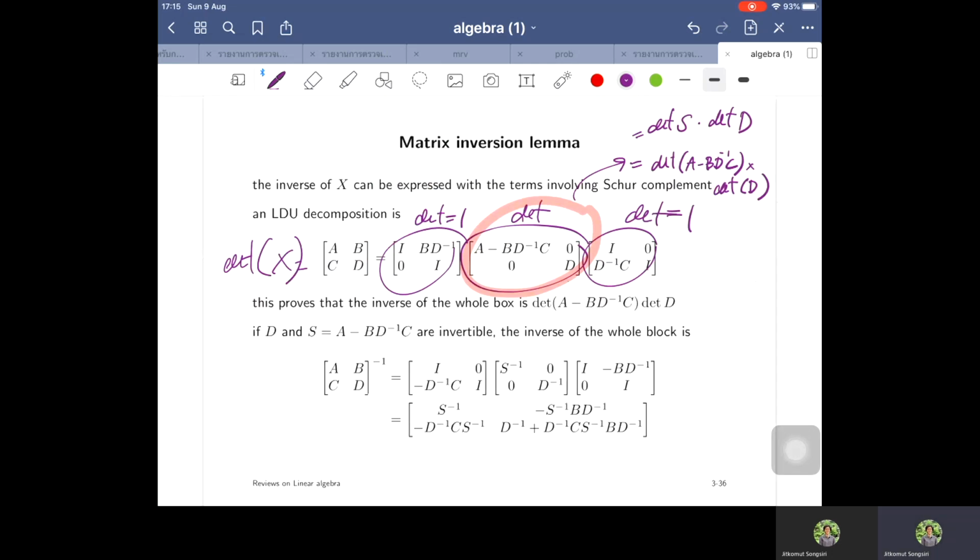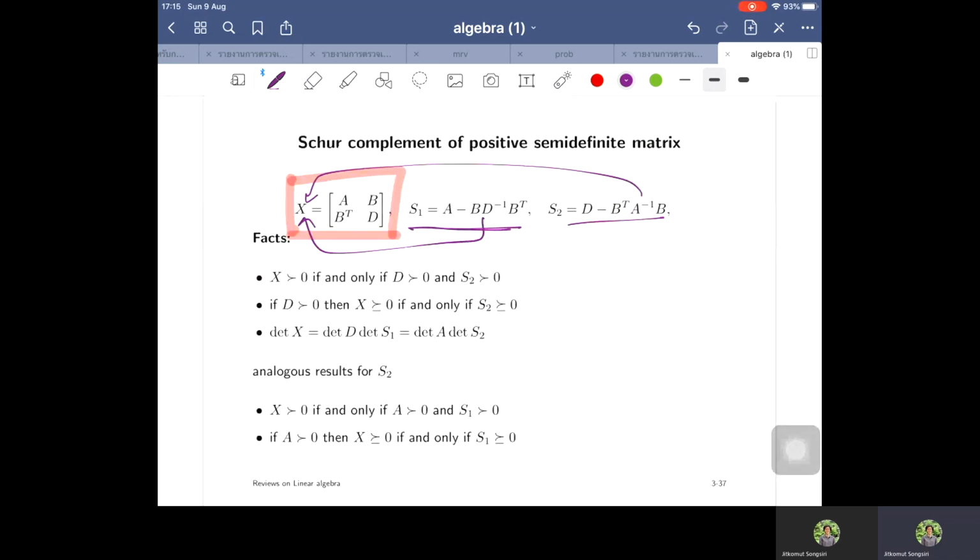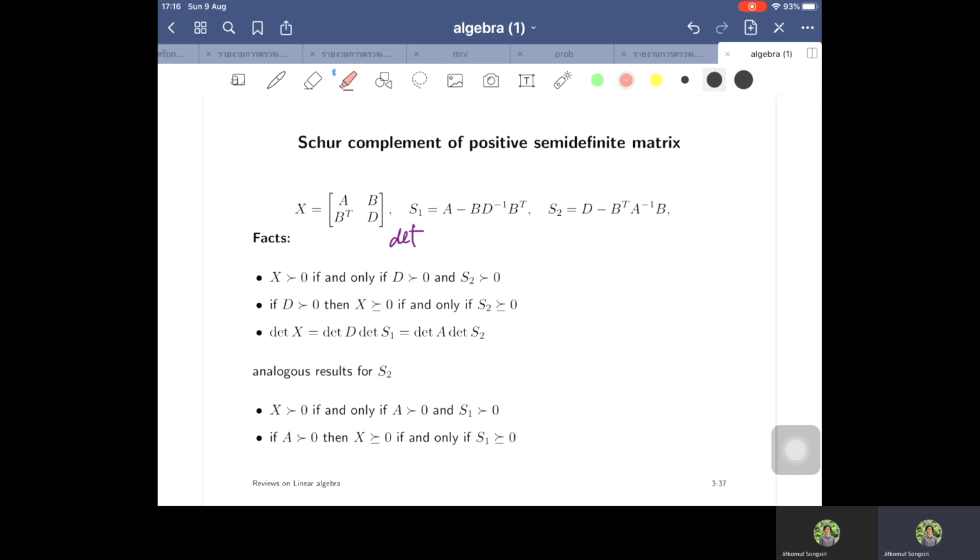Okay, did I say the other way around? Oh, okay, right. This is the Schur complement of D in X, this is the Schur complement of A in X. Okay, two different Schur complement forms. Even more, from the fact that we have seen before, the determinant of X is equal to the determinant of D times the determinant of S1, which equals the determinant of A times the determinant of S2, S1 and S2.